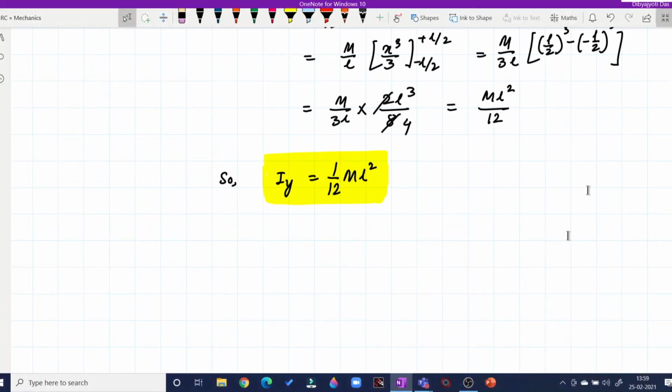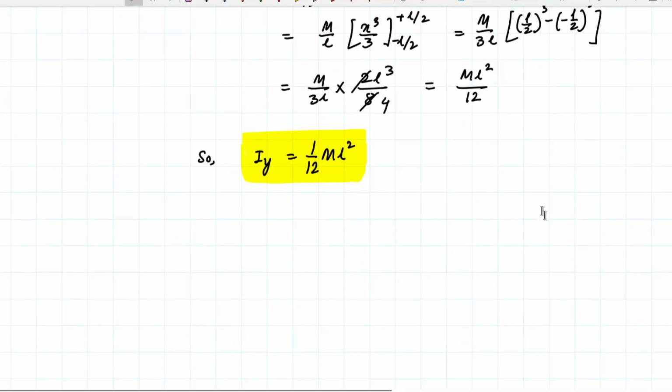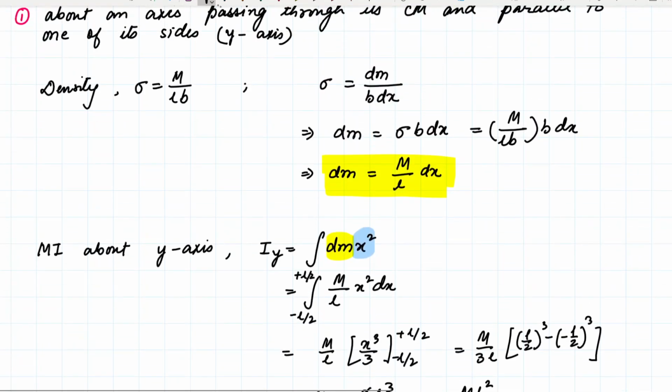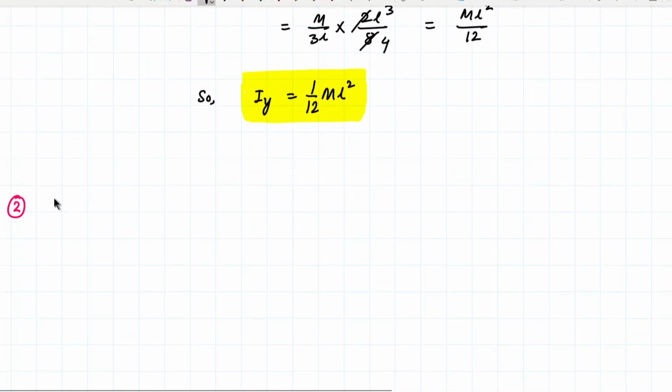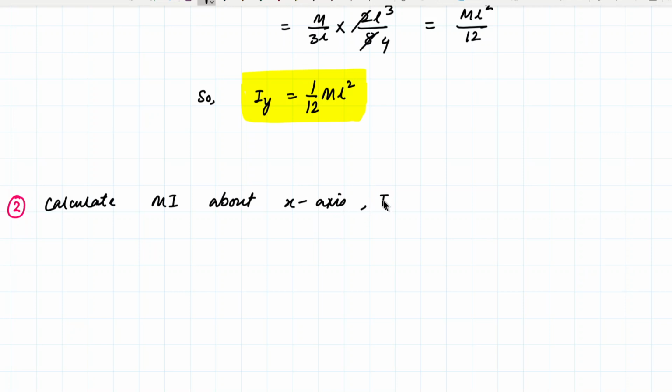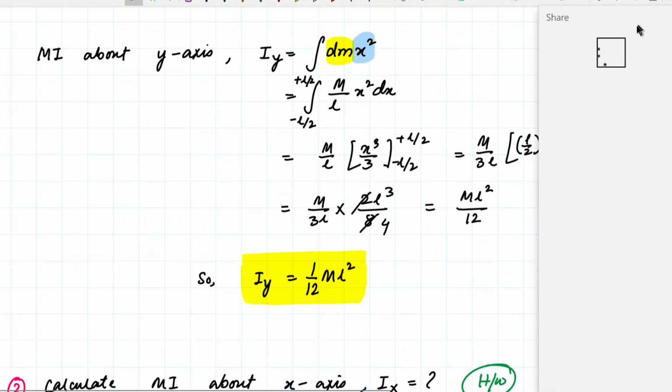Yes. So time is almost up. So do this as a homework. Okay, I'm giving this to you as a homework. This is point number 2. So just take 5 minutes out of your time and calculate moment of inertia about x-axis. How much will Ix be? Take this as a homework. Take 5 minutes and do this. Okay, whenever you are free. All right. Okay sir.